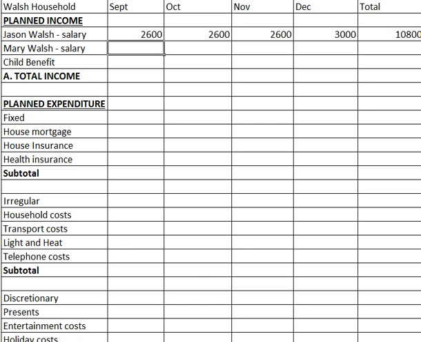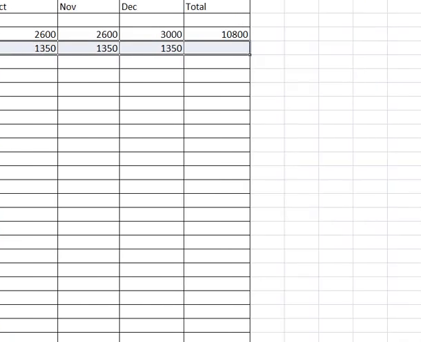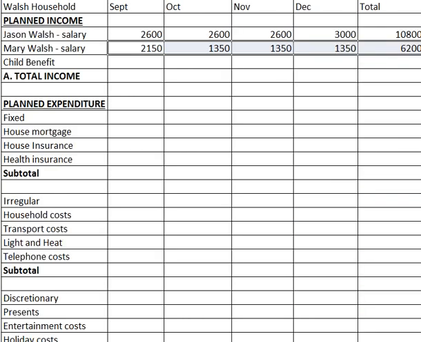Mary expects to earn 2,150 per month, but it's going to decrease by 800 per month from the 1st of October. So she's going to get 2,150 in September, 2,150 in October. Sorry, she's not going to get it in October. 1,350 in October, 1,350. So less the €800 of a decrease. And we're going to total those up, and the total is 6,200.